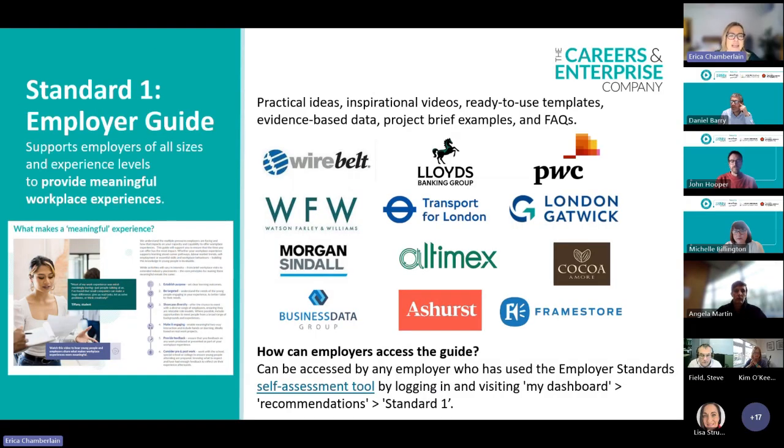So you can see here an overview of our standard 1 employer guide to providing meaningful opportunities. This was developed in partnership with the employers that you can see on the screen, and it's been available since December 2024, aiming to support employers of all sizes and experience levels. What you can access in that guide is inspirational videos, ready-to-use templates around providing experiences of work, project brief examples that other employers have used, and frequently asked questions. This is accessible to any employer, as I said, once they've taken that self-assessment via the recommendations in standard 1.